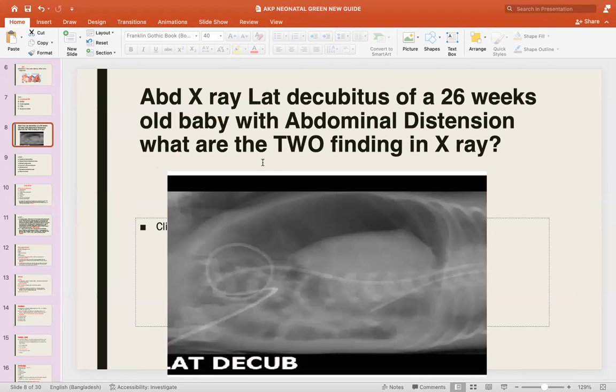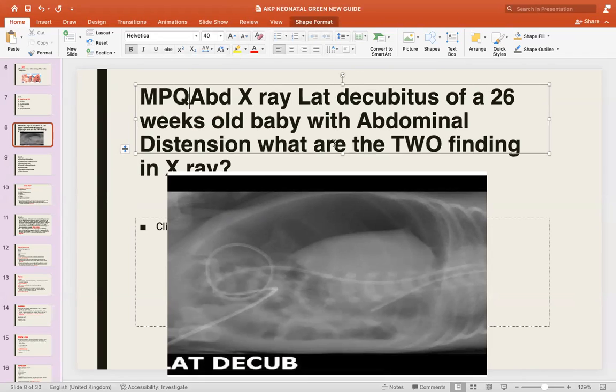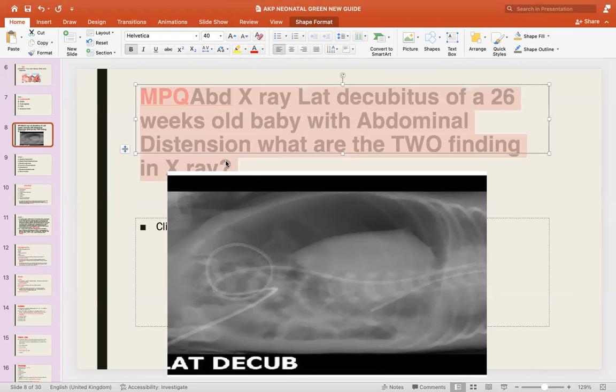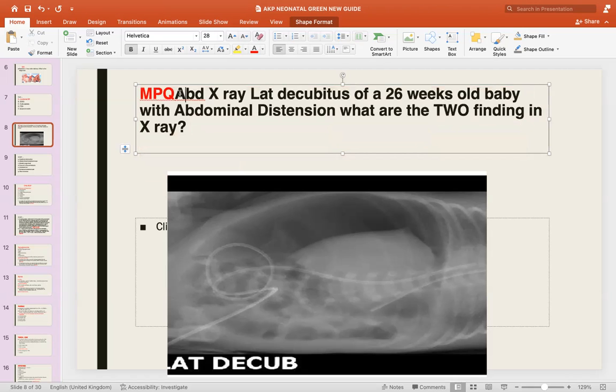Thank you, welcome. So this is an abdominal X-ray. This is also a single-best-answer question, but it can come as a multi-part question. I'm telling you, I'm making it a multi-part question, okay? Suppose this is the X-ray question.